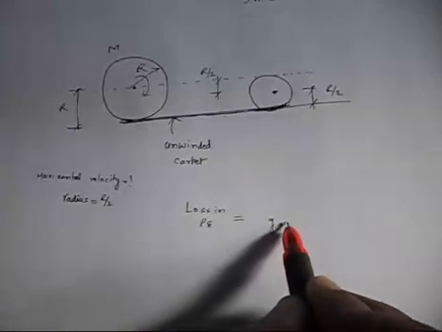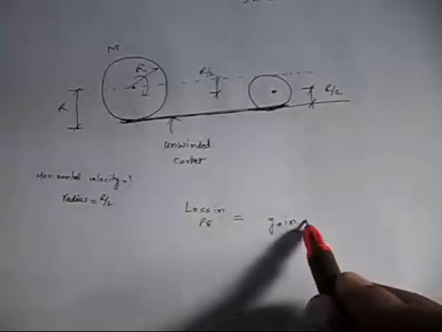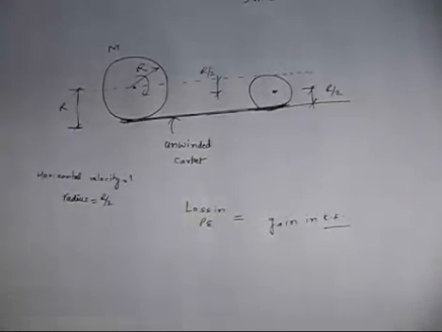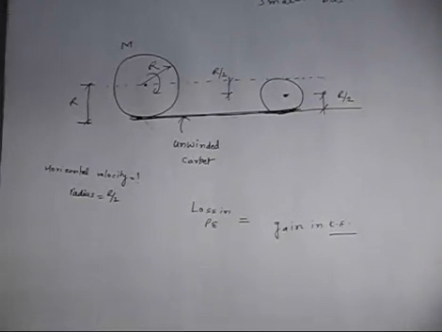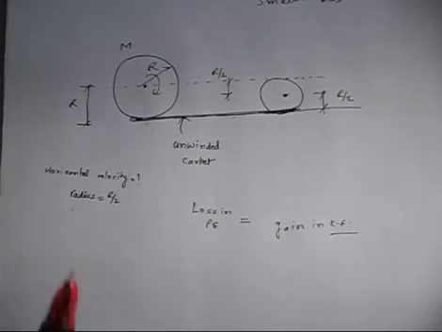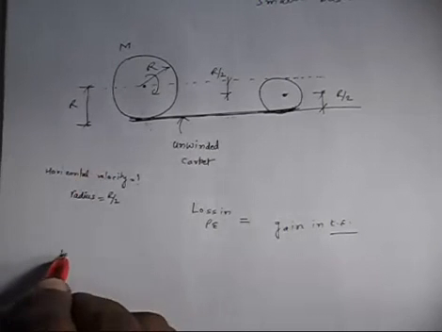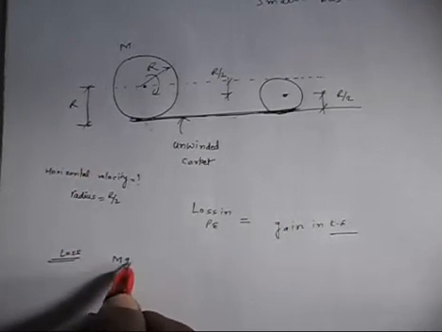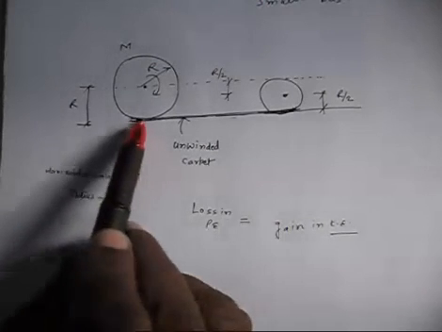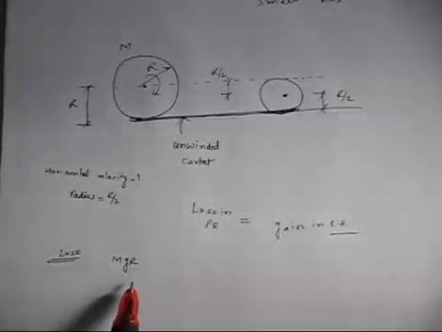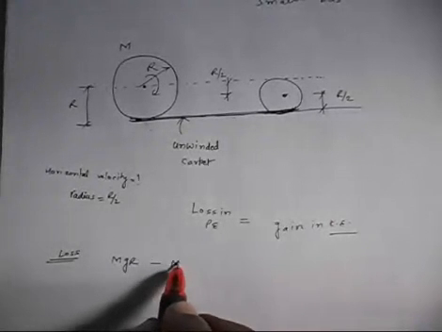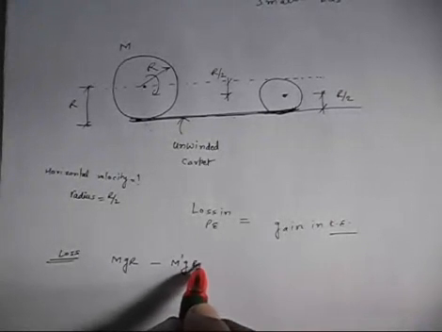So we have to basically find the loss in potential energy and equate it to the gain in kinetic energy. Let us find the loss first. The initial potential energy is mgr, if this is my datum. The final potential energy is now m dash g r by 2.